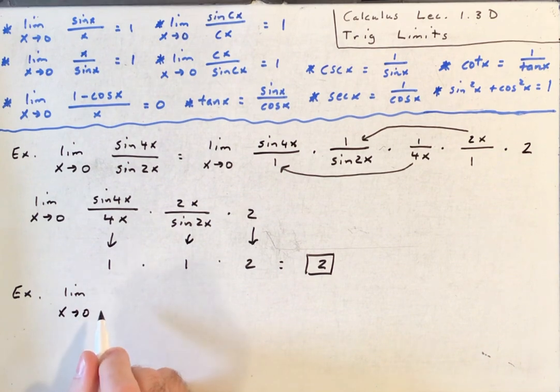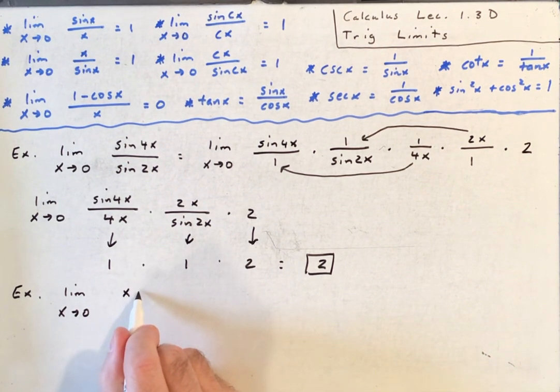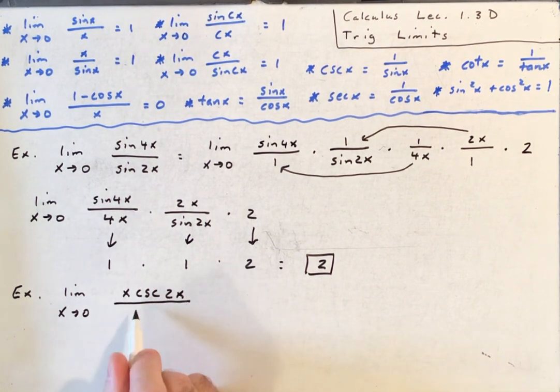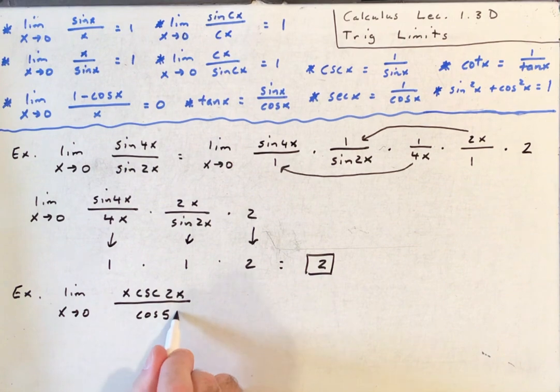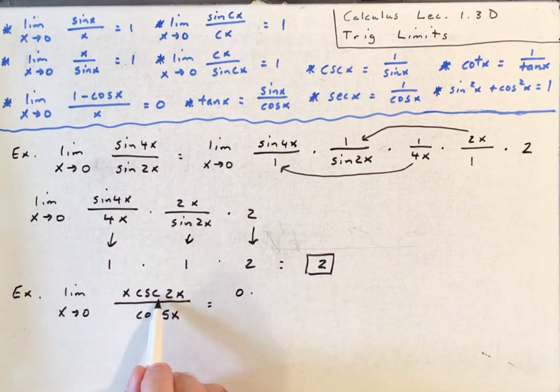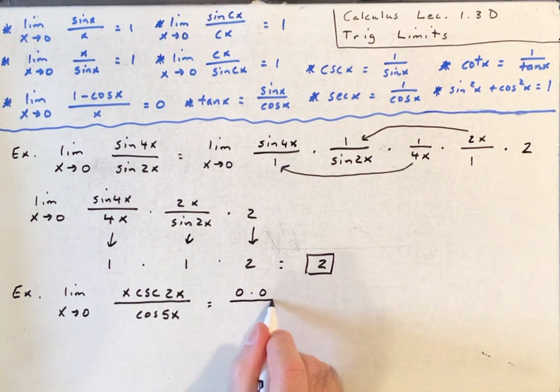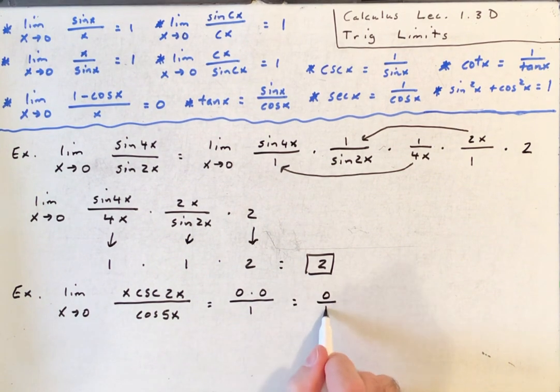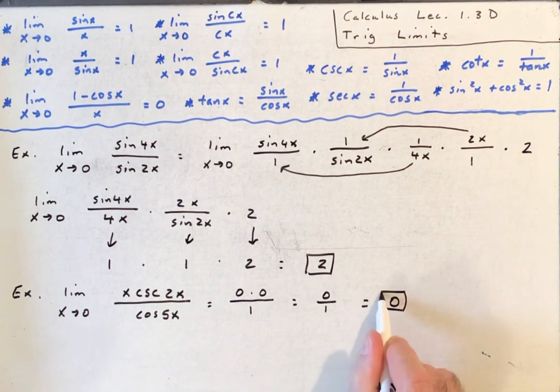So let's say we have the limit as x approaches 0 of x cosecant 2x over cosine 5x. Now, before I try to start turning that into 1 over sine and doing a lot of manipulation, how about we just plug in? So if we have 0, the cosecant goes with sine. Sine of 0 is 0, so cosecant of 0 would also be 0. And then the cosine of 0 is 1, so that's 0 over 1, which is just 0.